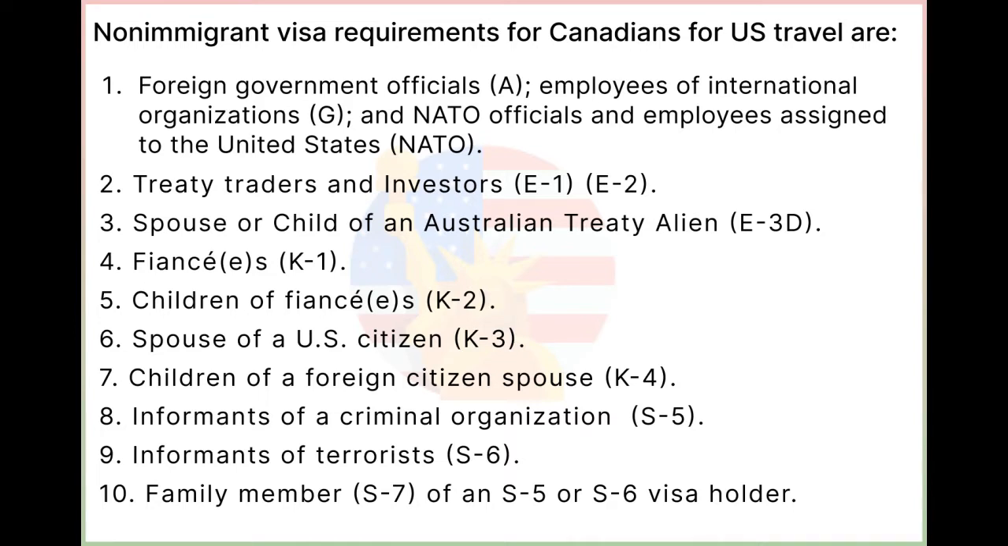Number 4, fiancés, K1. Number 5, children of fiancés, K2. Number 6, spouse of a US citizen, K3. Number 7, children of a foreign citizen spouse, K4. Number 8, informants of a criminal organization, S5. Number 9, informants of terrorists, S6. Number 10, family member, S7, of an S5 or S6 visa holder.